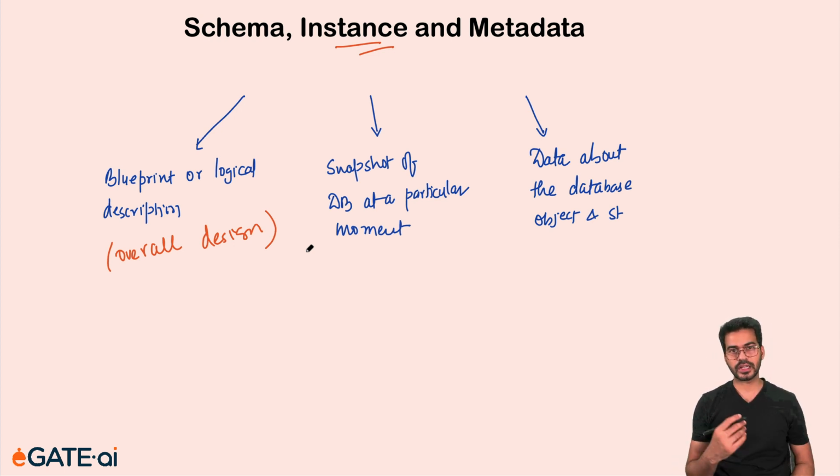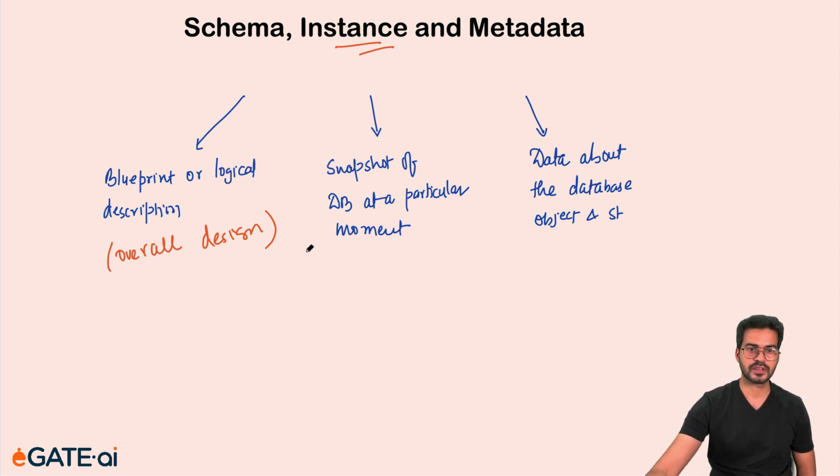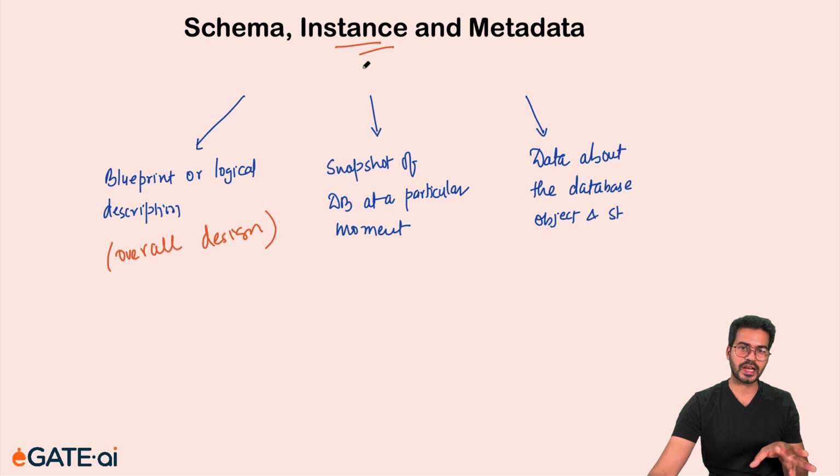So they will give you a table with a lot of entries, and they will tell you that this is the instance of the table. That means at a particular moment the snapshot of the table was taken, and then they ask you to find out the candidate keys. So snapshot of the table is basically what I'm talking about, but snapshot of entire database is called instance.